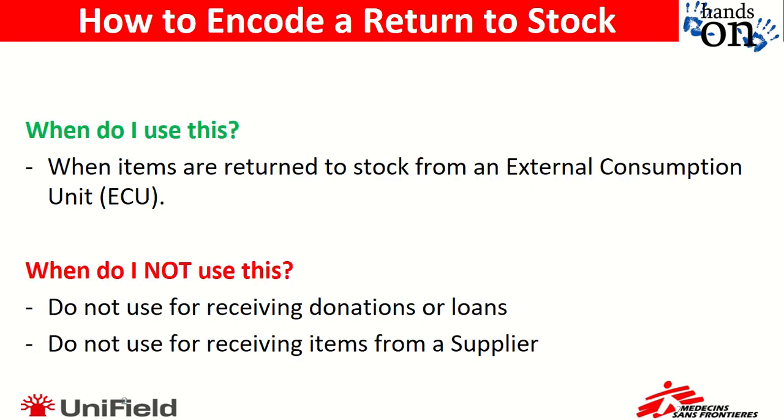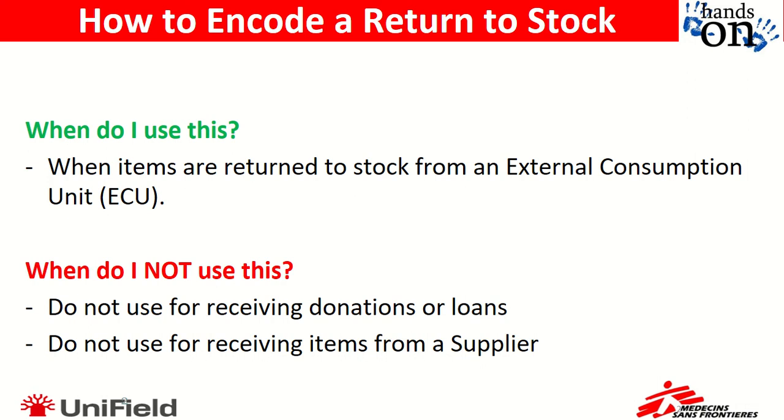So, when is the appropriate time to encode an incoming shipment from scratch? As I mentioned before, it's when the items are going to be returned to stock, a stock that is managed in UniField, from an external consumption unit. And this can often be the staff health, or one of the activities, the hospital, the pharmacy, the office, the guest houses, etc. Each mission and each location has its own set of clients that are also known as external consumption units.